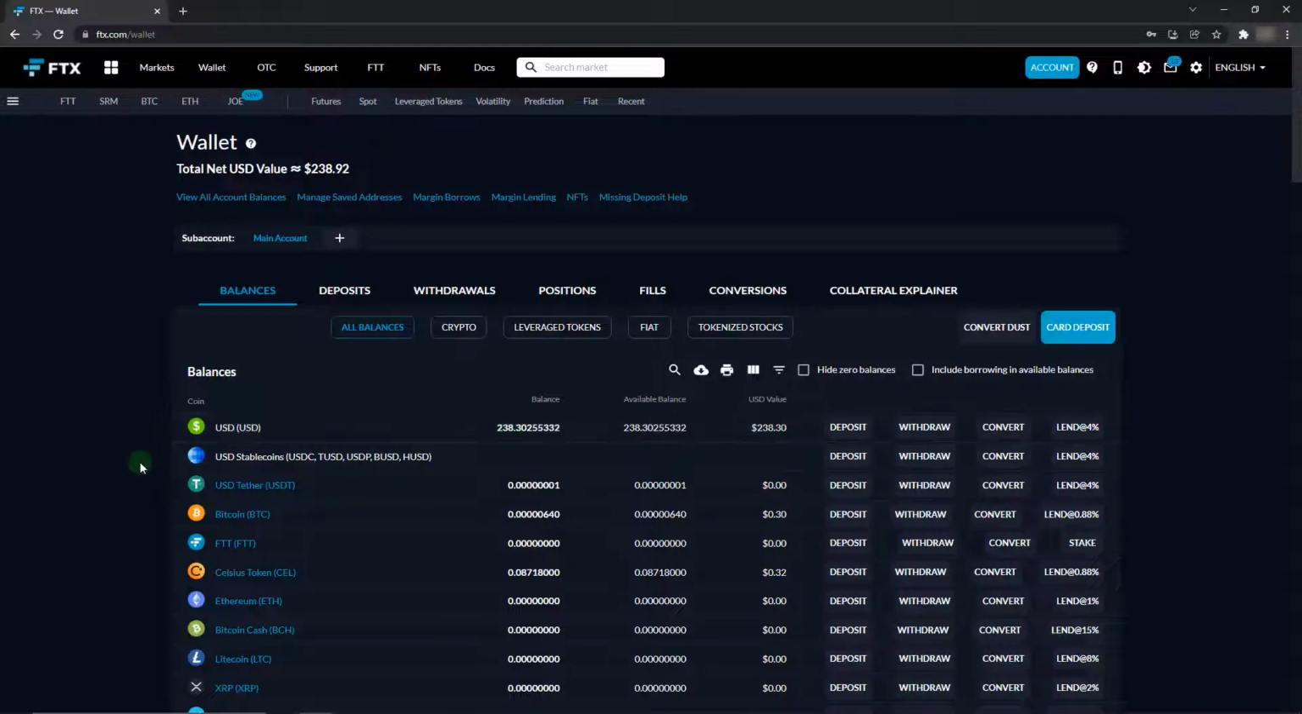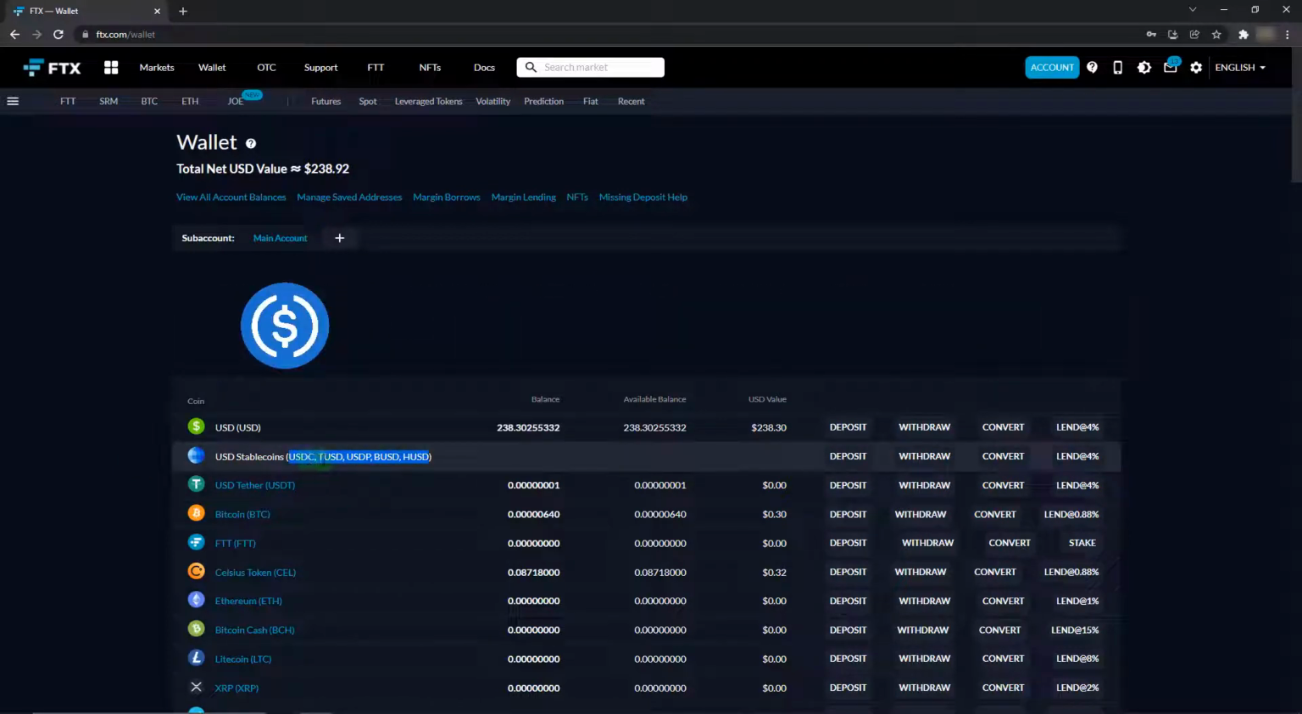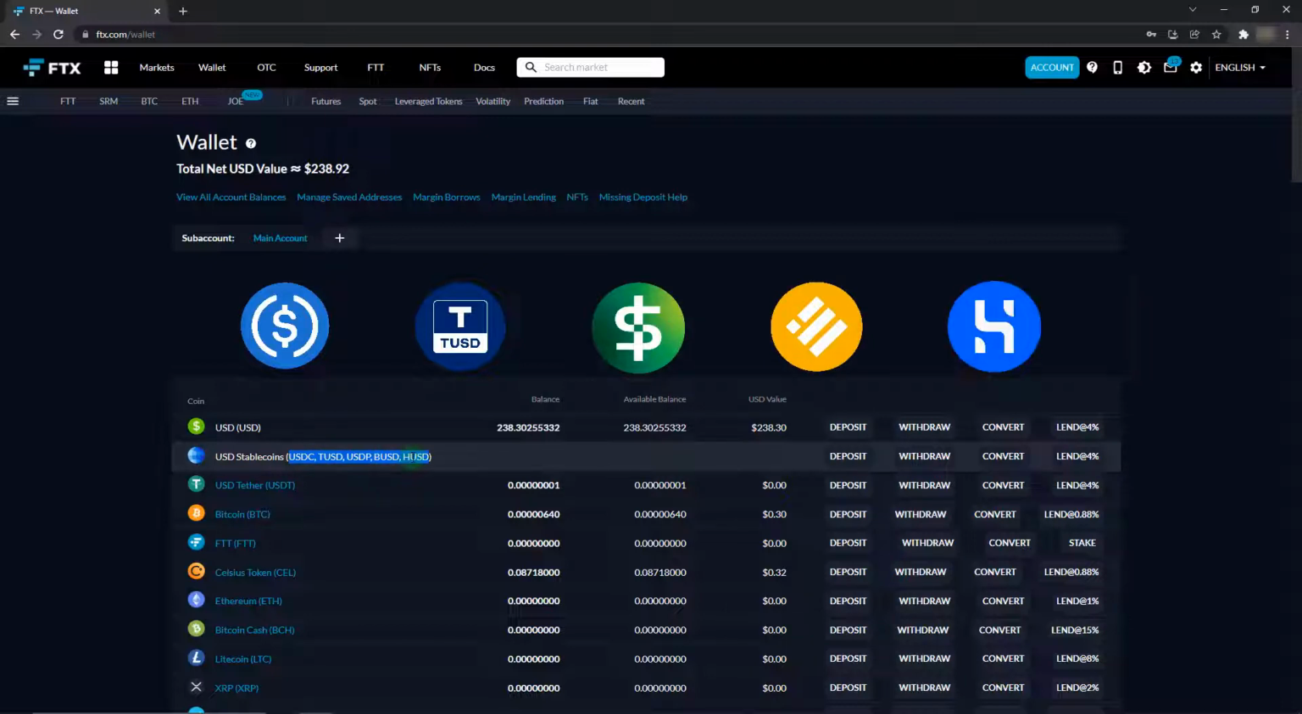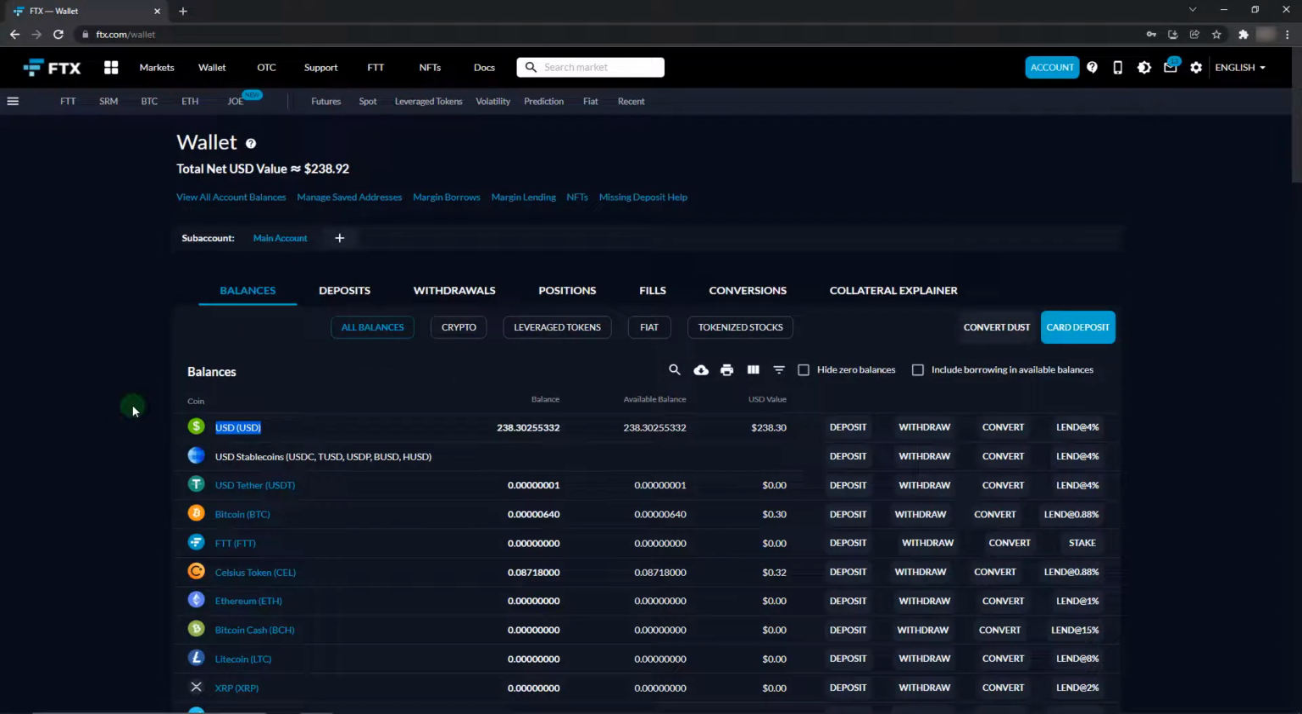And unlike in many exchanges, in FTX, if you happen to deposit any of these stable coins, we have USDC, TUSD, USDP, BUSD, and HUSD, or if you happen to do a direct wire transfer of US dollars, all of that actually ended up in this USD basket. That's how they call it. And in my case, I happen to just deposit 238.3 USD coins and it ended up in this USD basket.